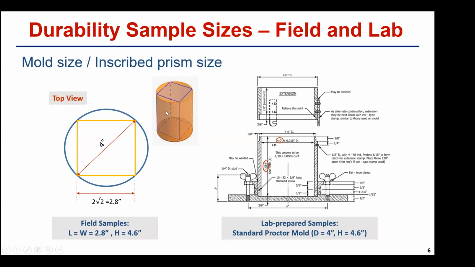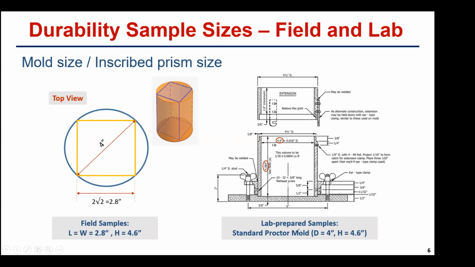So the idea was it's not going to be easy to cut them into cylindrical samples, so we went into an inscribed prism or a cuboid, which is a prism inscribed into a standard Proctor mold, which has a 4-inch diameter. And we cut the samples into this cuboid size for testing.